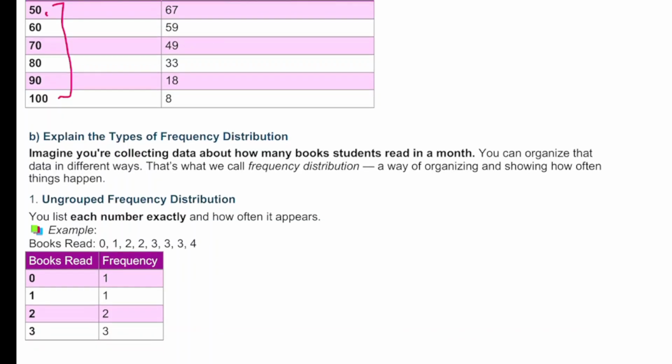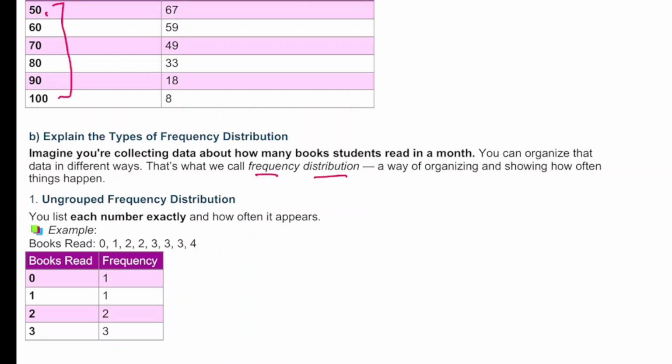So let me go to the next question. You are told to explain the types of frequency distribution. There are about 5 types of frequencies. I have written a little bit of explanation. Imagine you are collecting data about how many books students read in a month. You can organize that data in different ways. That's what we call frequency distribution, a way of organizing and showing how often things happen.